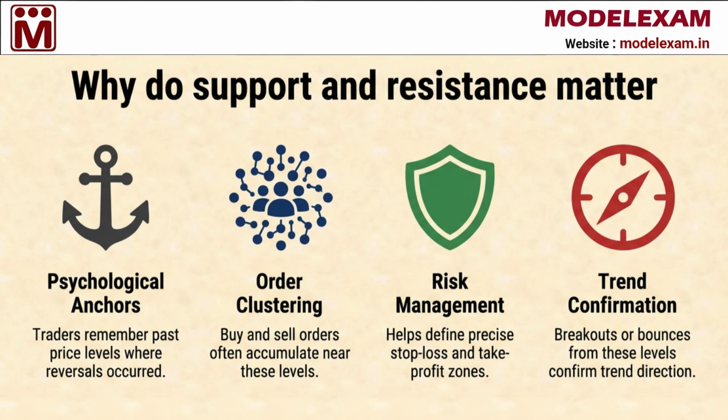So, why do these invisible lines matter so much? There are 4 key reasons. First, they act as psychological anchors. Traders like you and me remember past price levels where the market reversed and we expect it to happen again. Second, they create order clustering. Many investors place their buy and sell orders near these specific levels.